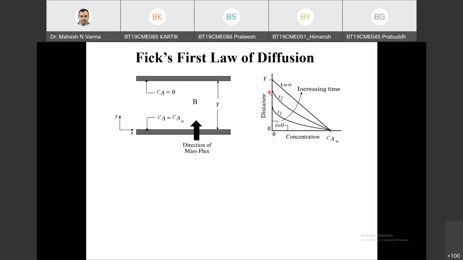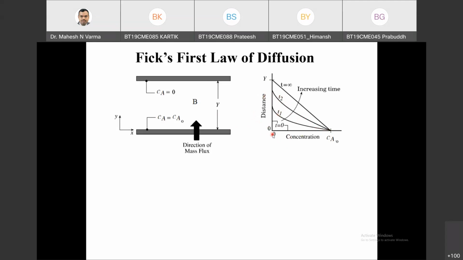Then after some time, these molecules have diffused till this point. So only 0 concentration will be in this region, because molecules have diffused till this point, and concentration will be 0 till this point, and thereafter it will increase and reach Ca0 at y equals 0. So this is the concentration profile, and these are all transient concentration profiles.